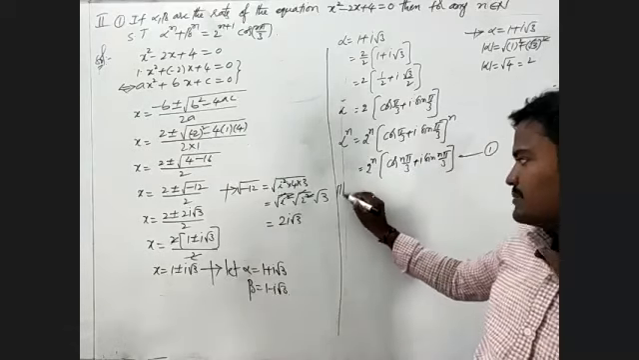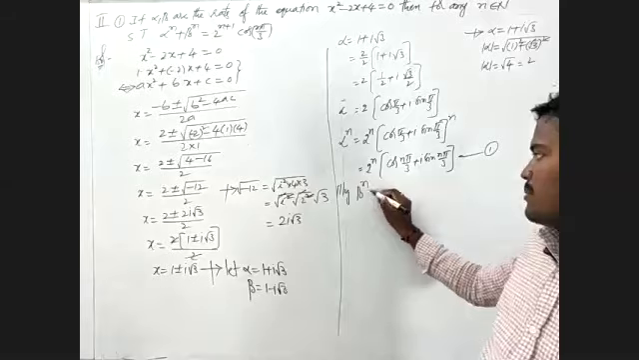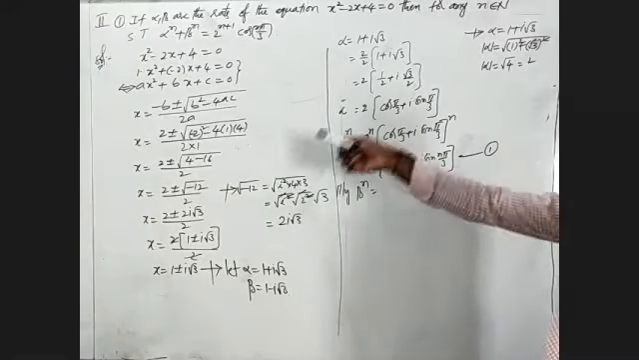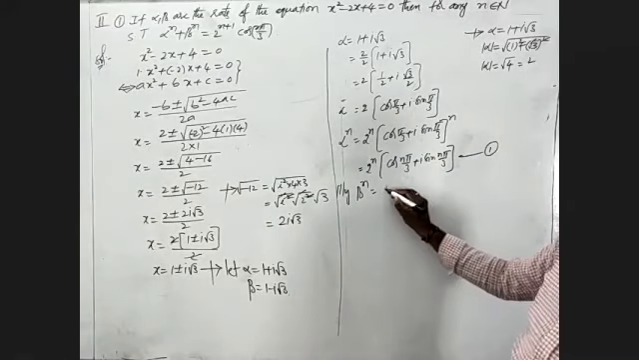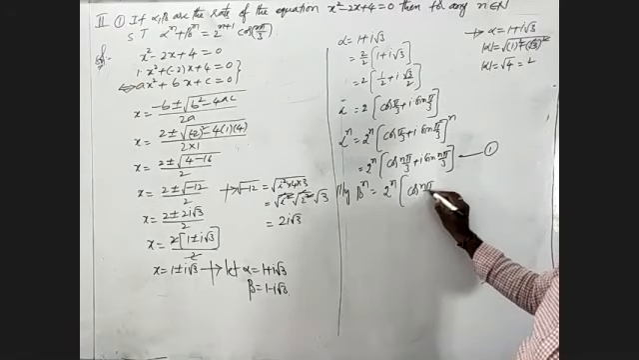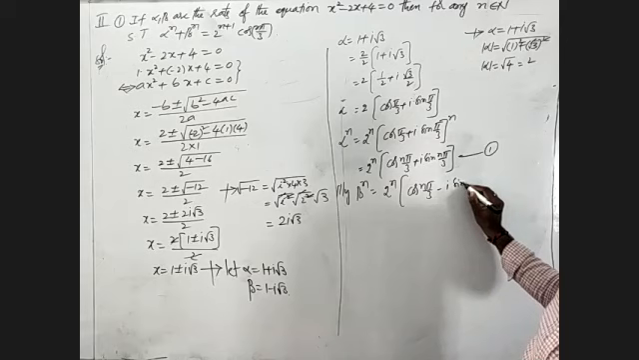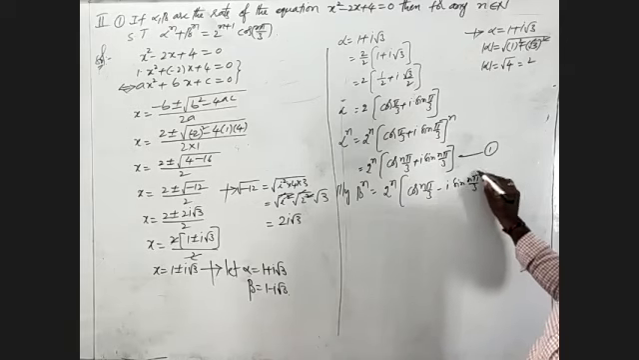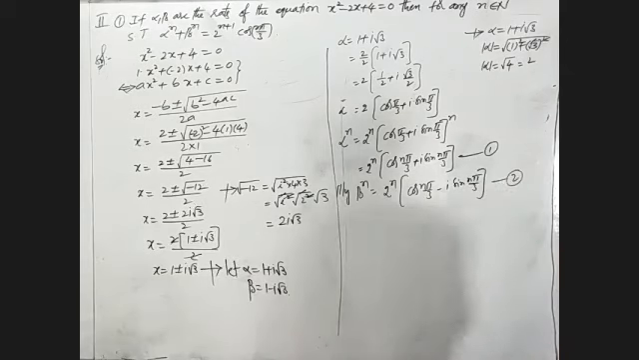Similarly, we take beta power n. Only the sign, minus, we take. That also we write: 2 power n into cos n pi/3 minus i sin n pi/3. This is equation number 2.